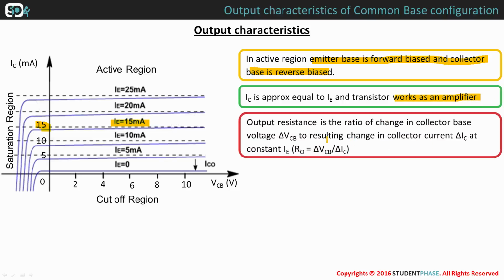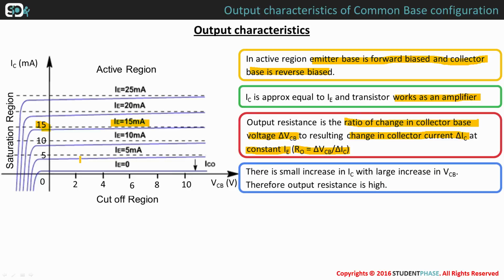Output resistance is calculated as the ratio of change in collector base voltage VCB to the resulting change in collector current IC at constant emitter current IE. It is very evident from the graph that there is a very small increase in IC with a large increase in VCB. The value of IC here and the value of IC here is almost the same. Therefore, output resistance is said to be very high.